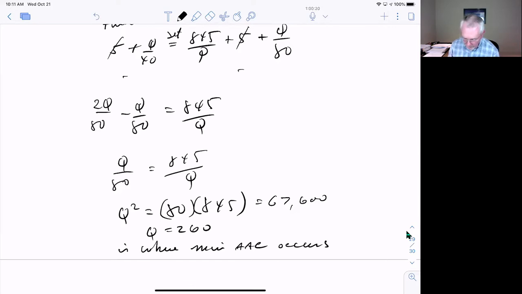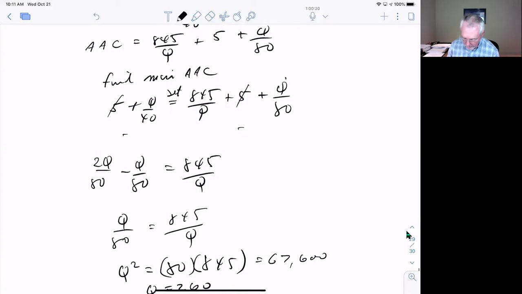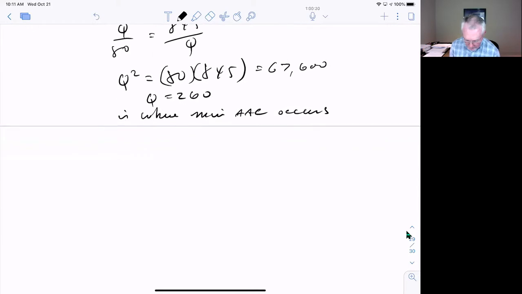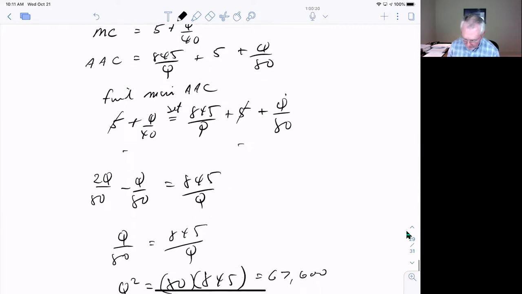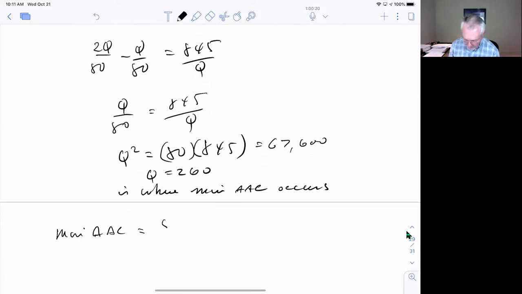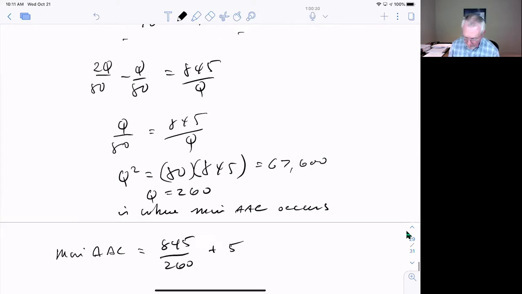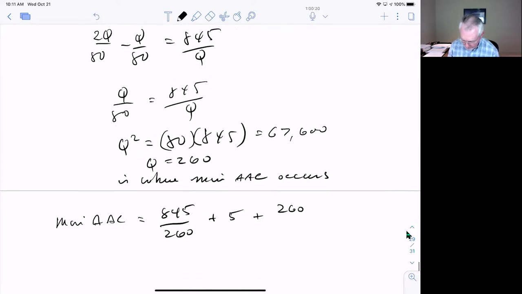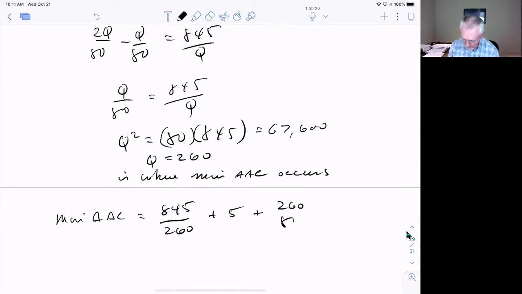So I need to come now to my average avoidable cost. I've got 845 over q plus 5 plus q over 80. So minimum average avoidable cost is going to be 845 over 260, with q equals 260, plus 5 plus 260 over 80. And that comes out to be equal to 11.5.